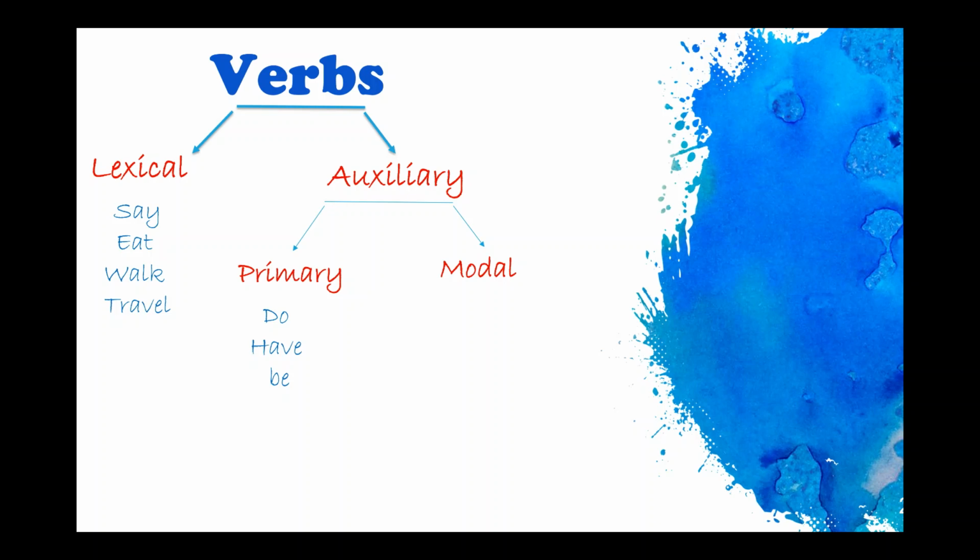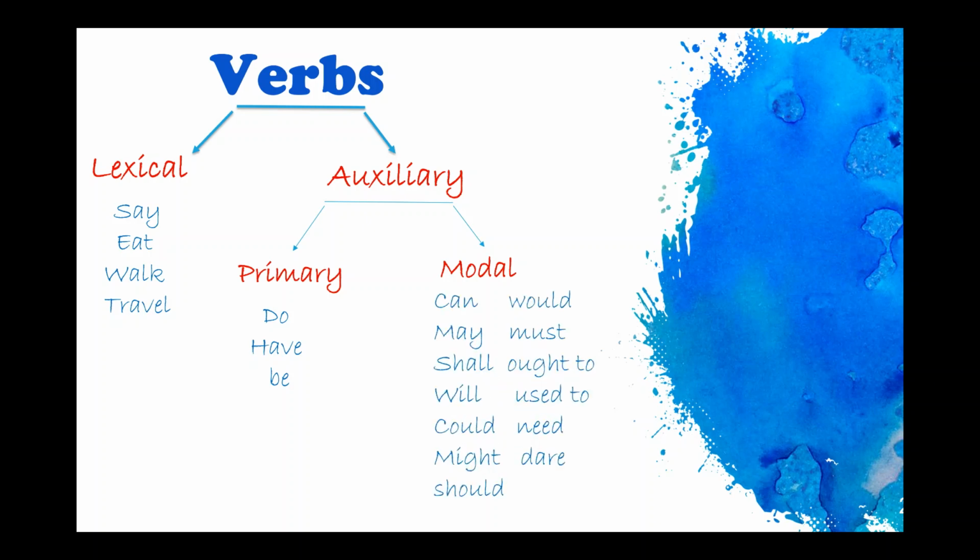And modal auxiliary verbs include the lists that you can see in front of you, starting with can, may, shall, will, to the end of the list.